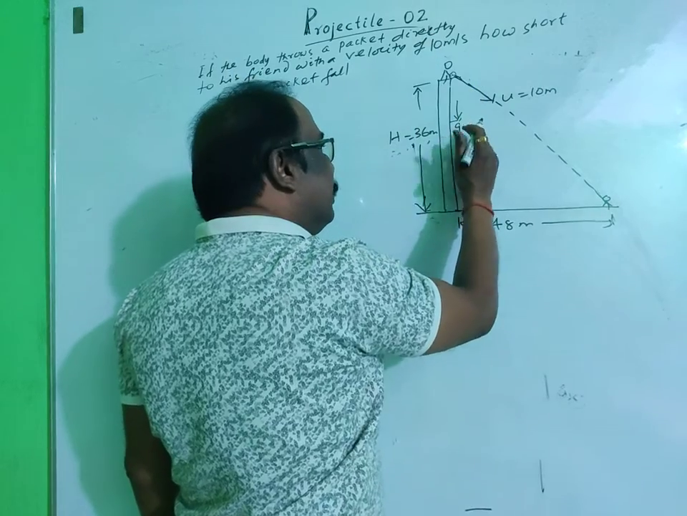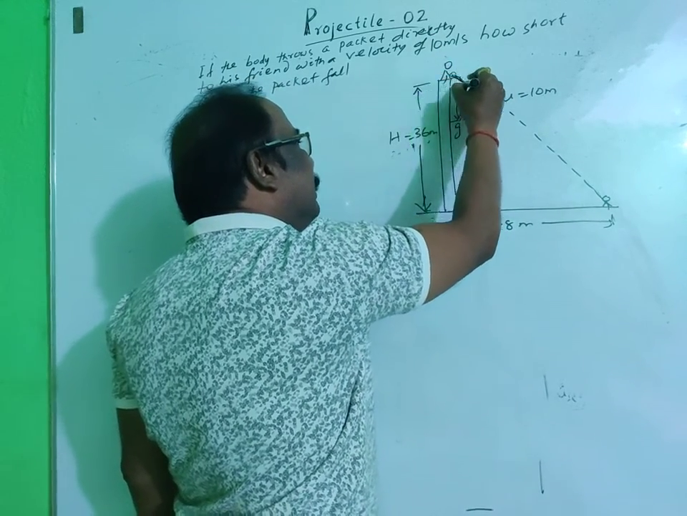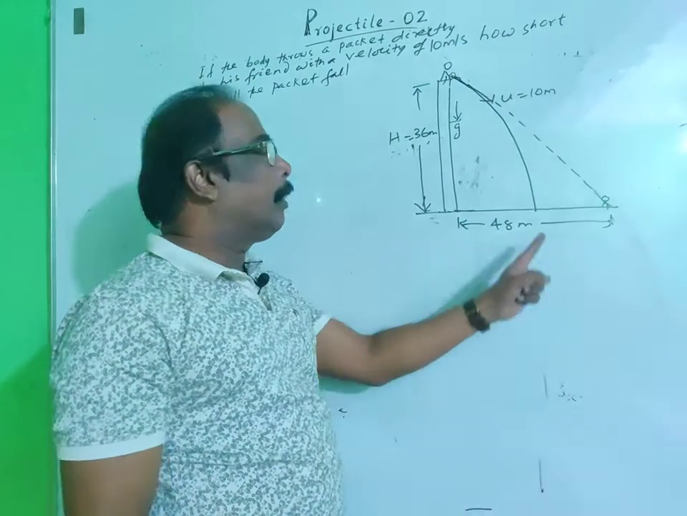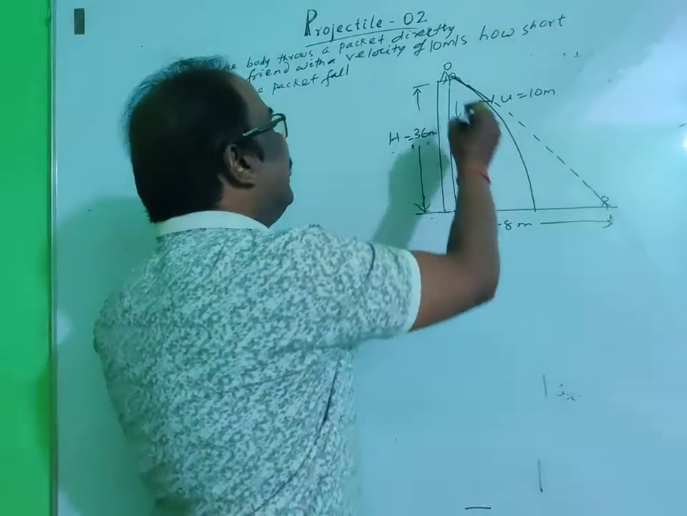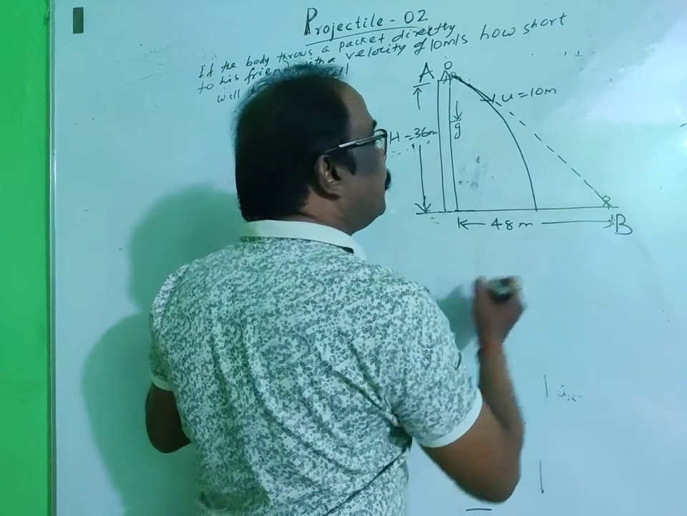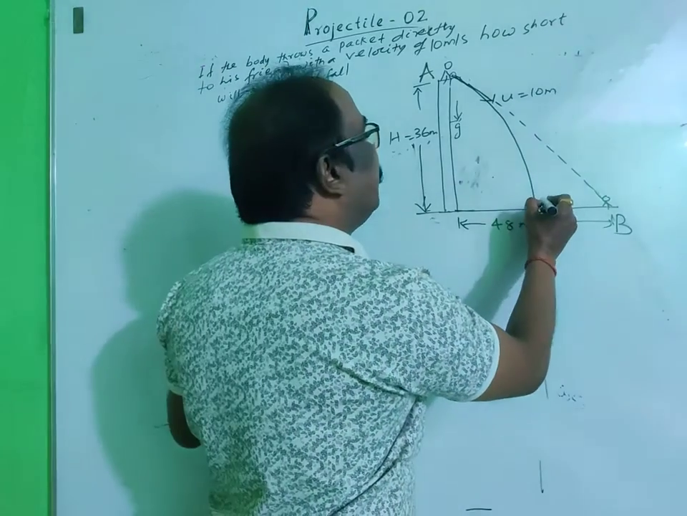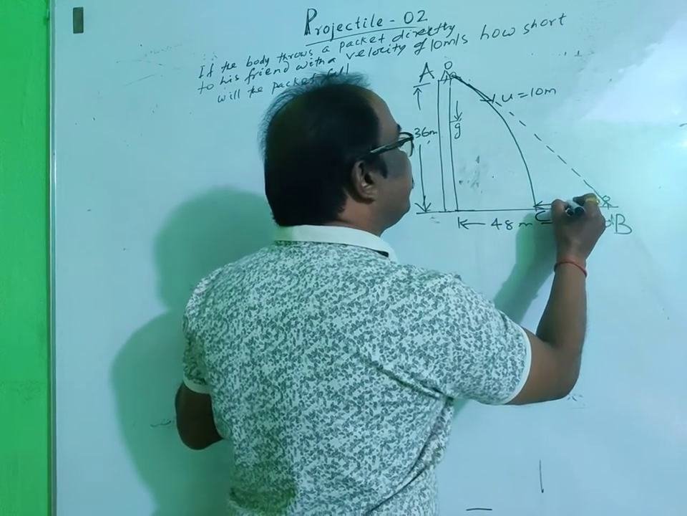Gravity acts in the vertically downward direction, which will tend to move the body in a curved path. The body will fall at this point, meaning the packet will fall here. Let the boy be at position A, his friend at position B, and the packet fall at position C. Then we have to calculate this distance.